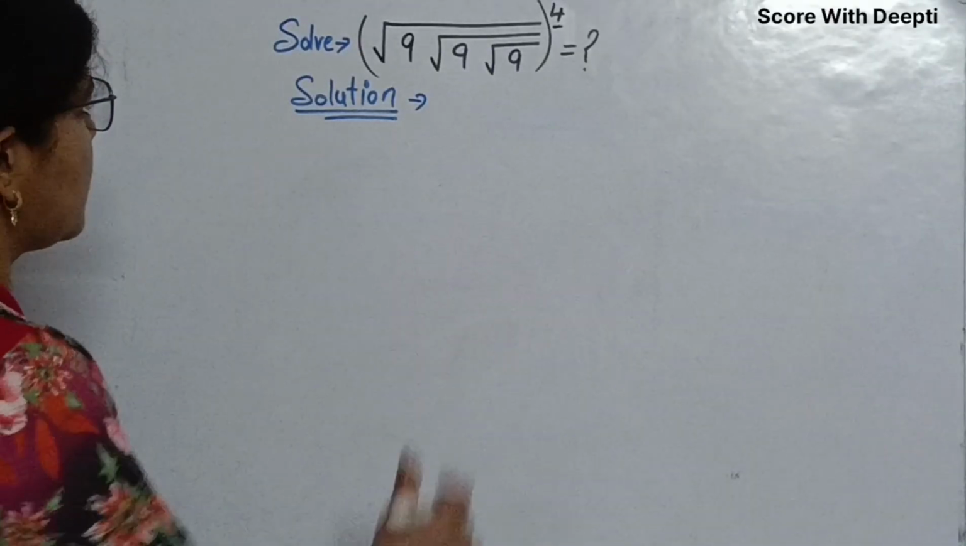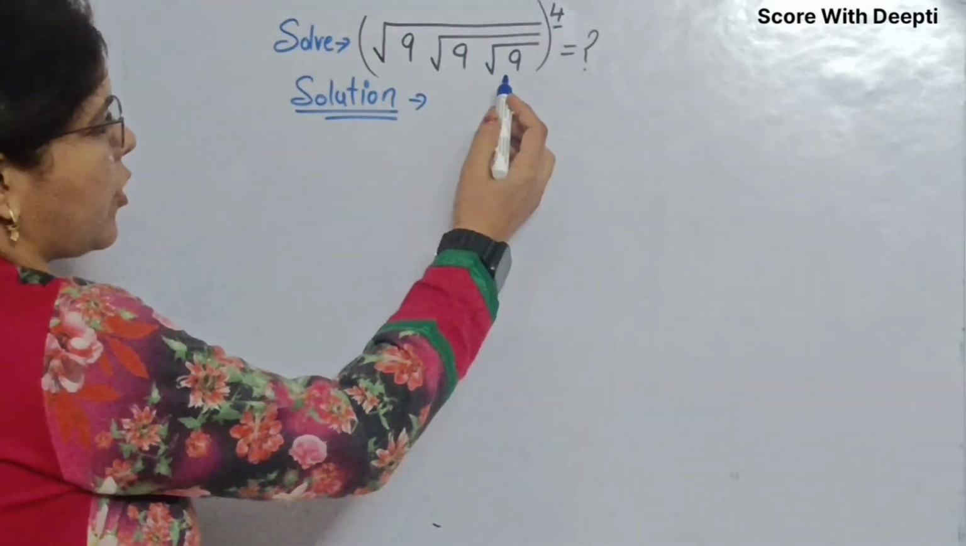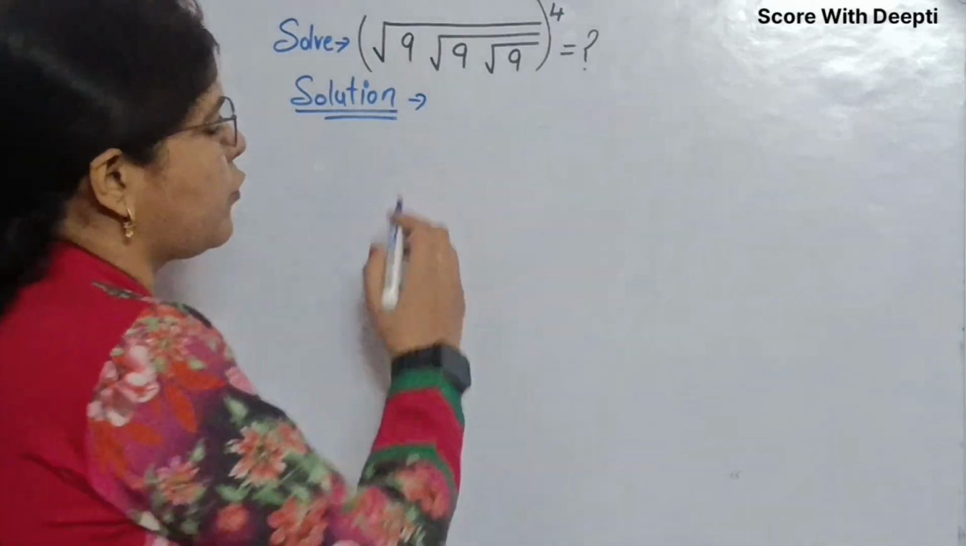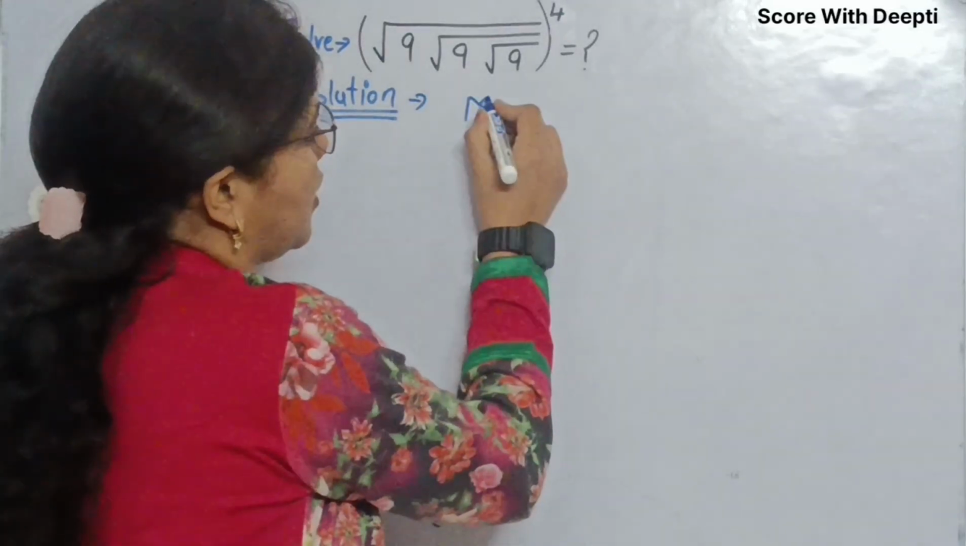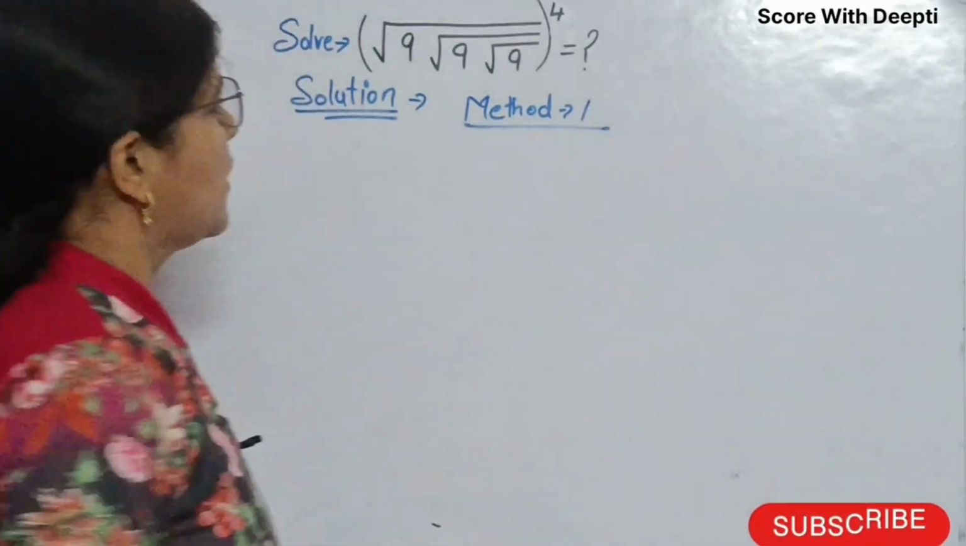Today we will discuss a square root problem. The problem is square root 9 under square root 9 under square root 9, to the whole power 4. Let's begin the solution of this question. We have to solve this question with two methods. But now first we solve this question with the first method.